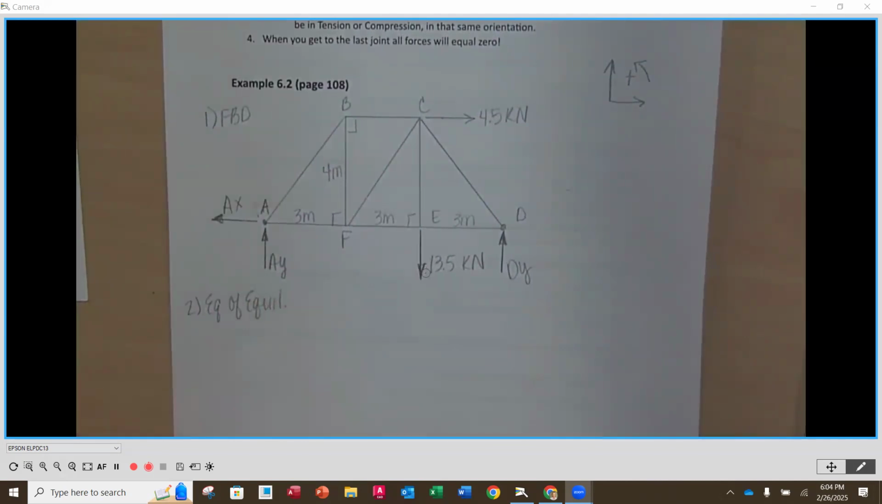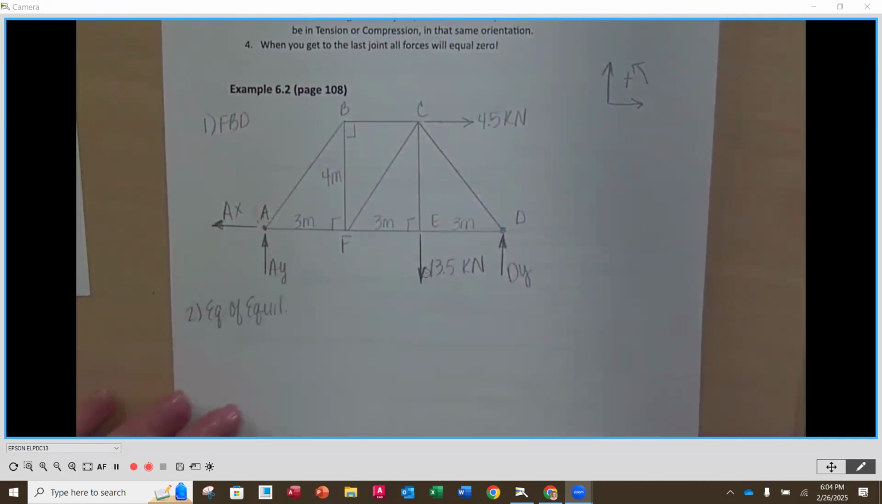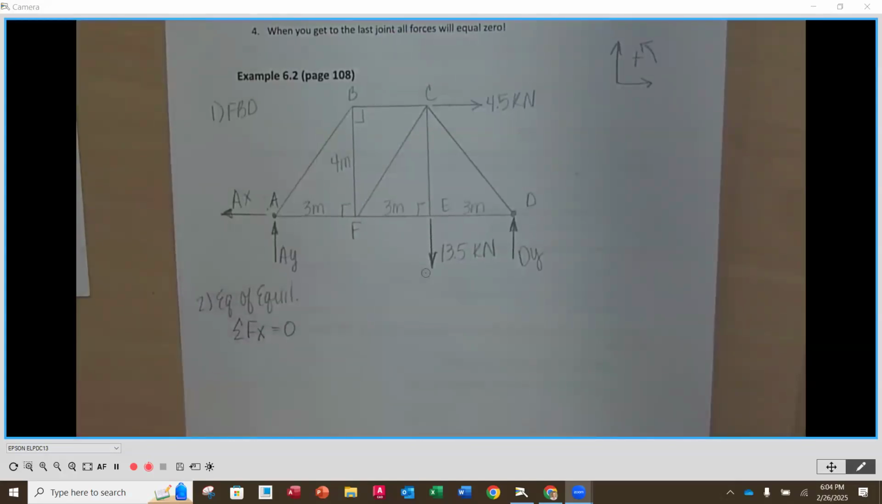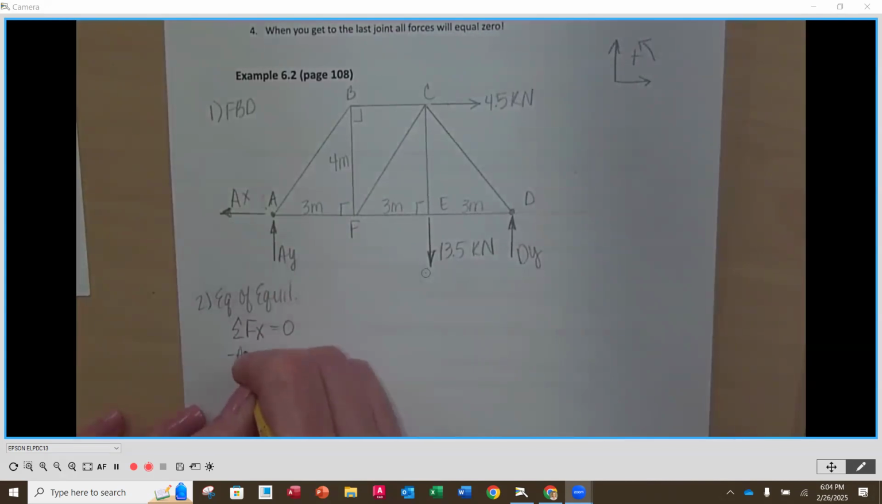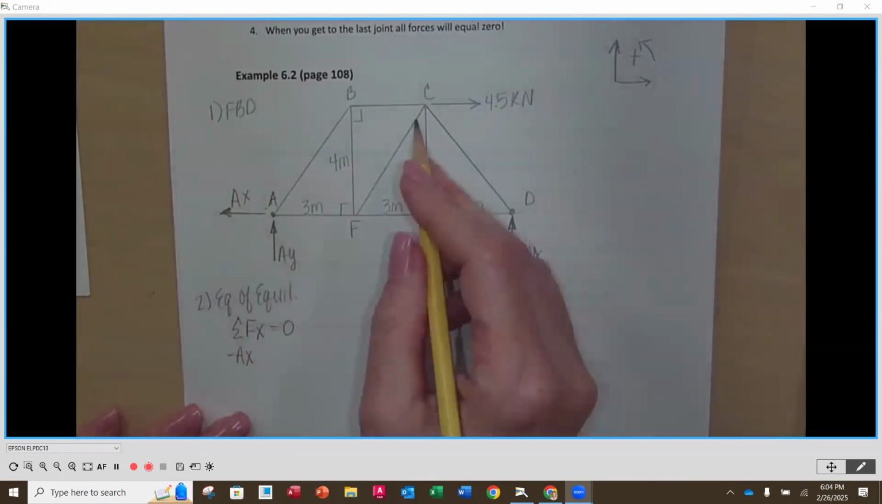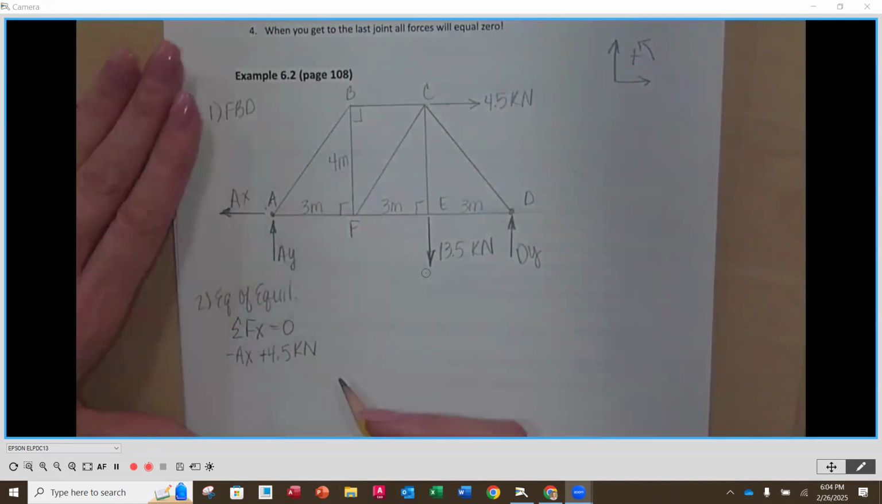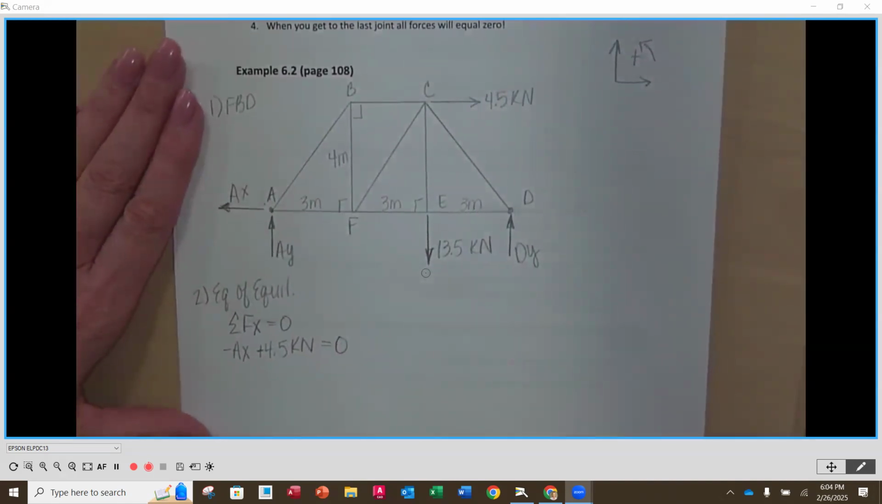So our second step here is going to be equations of equilibrium to solve for the reactions at the support. So again, I'm keeping this truss all together. So I need to find AX, AY, and DY. I'm going to start with sum of my forces in the X direction equal to 0. Okay. So anything that's in the horizontal direction. So I've got a negative AX, that's the direction I chose. And then I've got a positive 4.5 kilonewtons. Okay. That's the sum of the forces in the X on the left-hand side here. And I'm going to set that equal to 0.